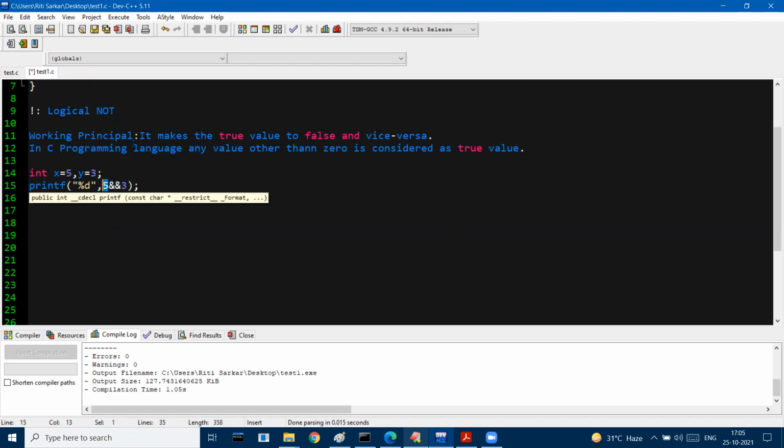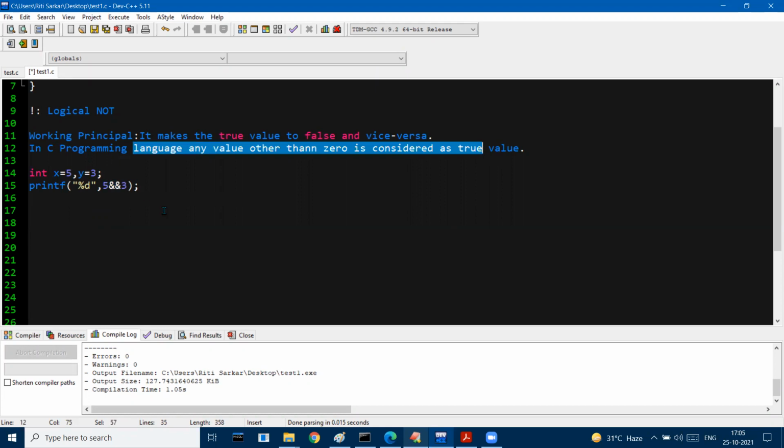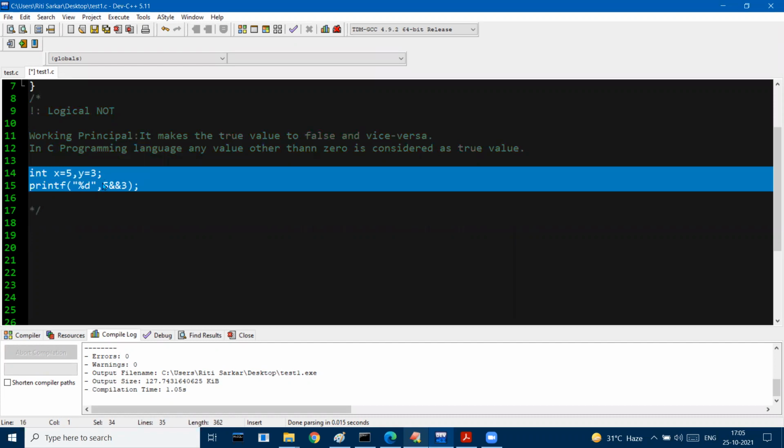Already we said that any value other than 0 is considered as a true value. So this 5, to the logical AND operator, means a true value. This 3 here means a true value. And in the last session we learned the working principle of this logical AND: if both are true, then what will be the final answer? The final answer will always be true.